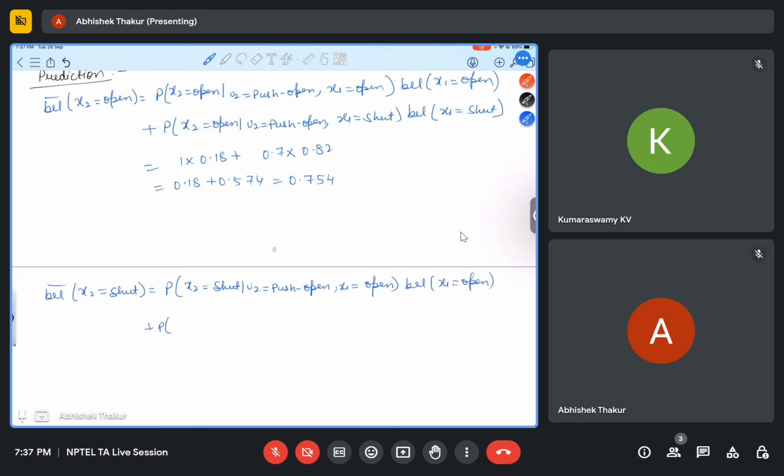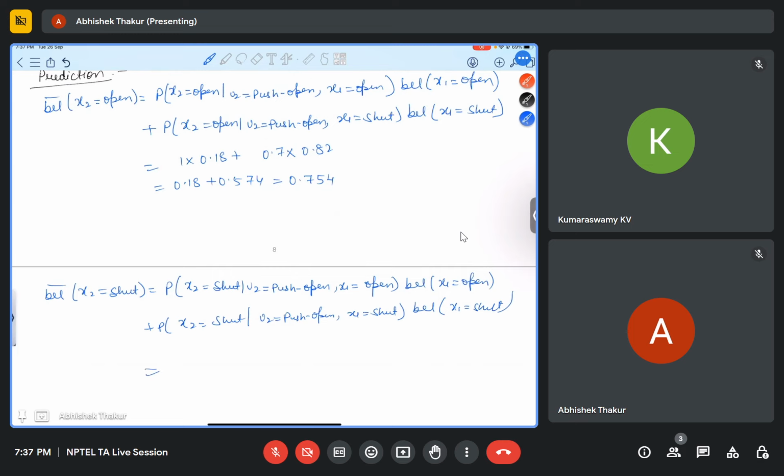plus P of x2 is equal to shut, u2 is equal to push open, x1 is equal to shut into belief of x1 is equal to shut. So now the expected belief, that prediction of the belief that x at x2 is shut, is given as probability that at x2 it is shut and at x1 it was open, plus probability that at x2 it is shut, at x1 it was shut.